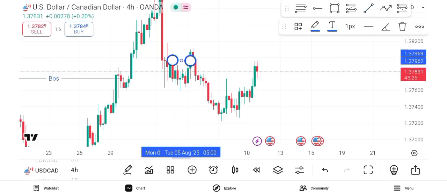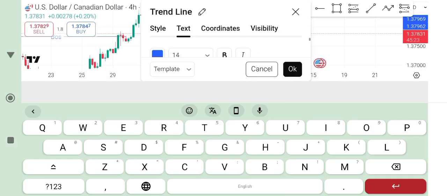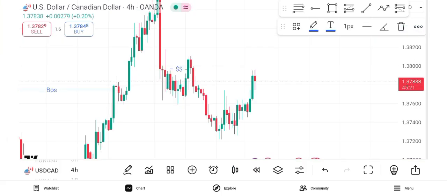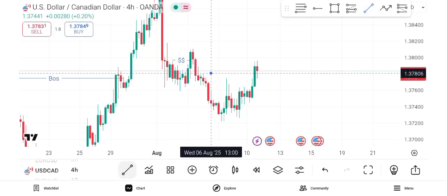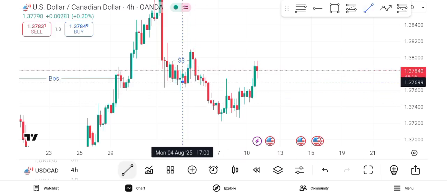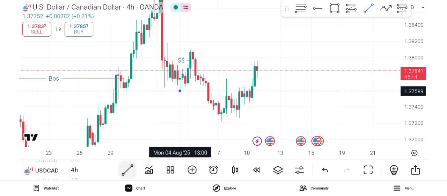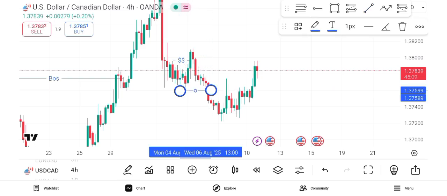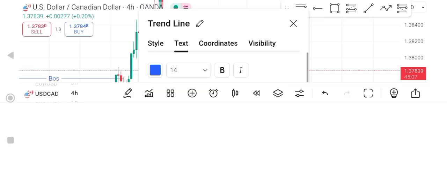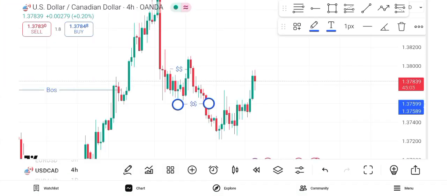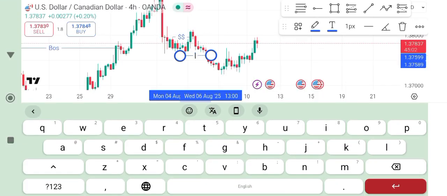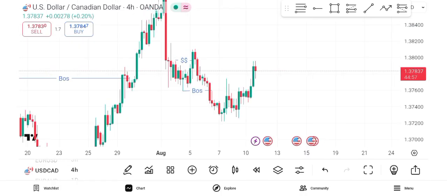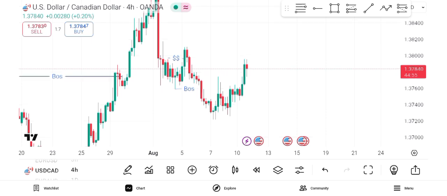As our sweep of liquidity, you put this dollar sign there. So liquidity is money, don't forget that. And also after that, I see this break of structure. You see, we are looking for a sell. I also see this break of structure, the BOS. You see? So sweep of liquidity, break of structure.